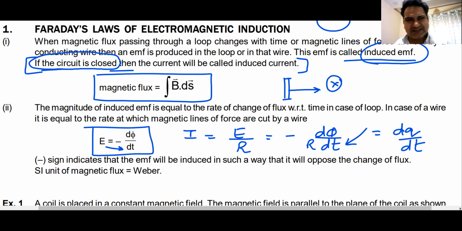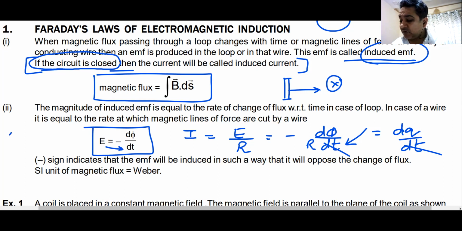Q is equal to phi by R. The better way of saying it is change in flux. It's not flux, it is change in flux. So this dt goes away. So dq is minus d phi by R.